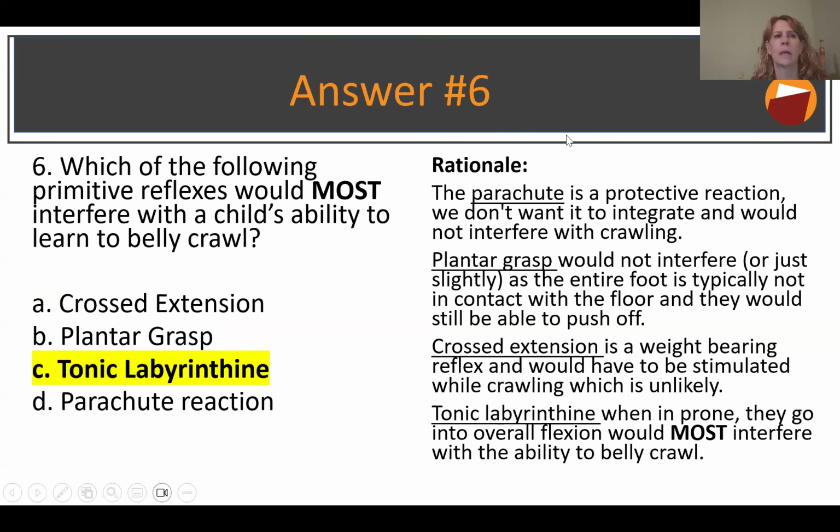All right. Which one would most interfere with their ability to belly crawl? Good. 83% of you said C. Yeah. Because as soon as I put them prone to belly crawl, they're gonna curl up into that fetal position. The parachute reaction, if you don't know what that is, that's a protective reaction. If I hold a baby up and take their head down towards the floor, they put their hands out to prevent themselves from hitting their head.